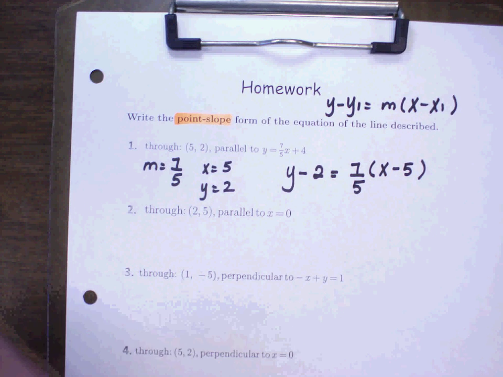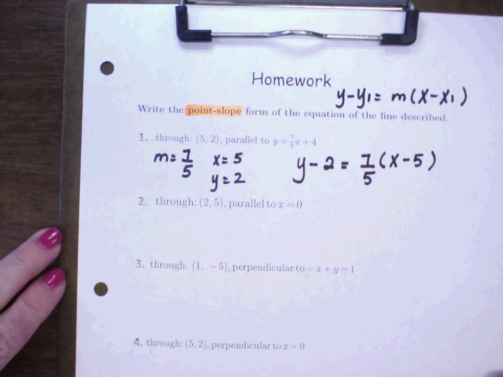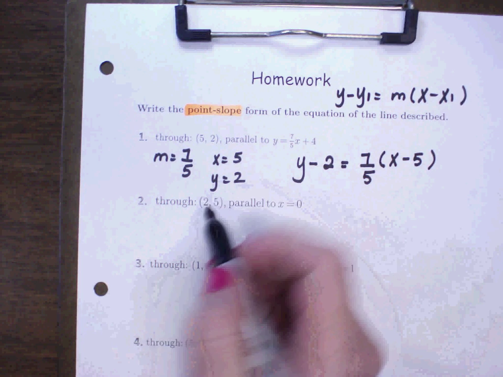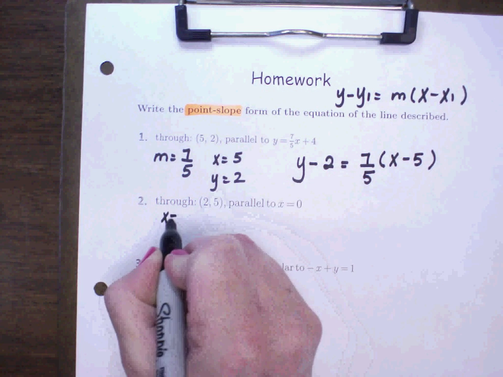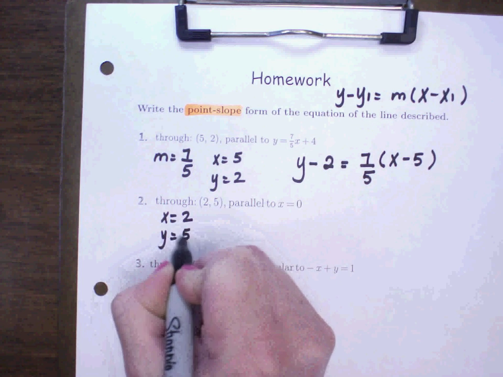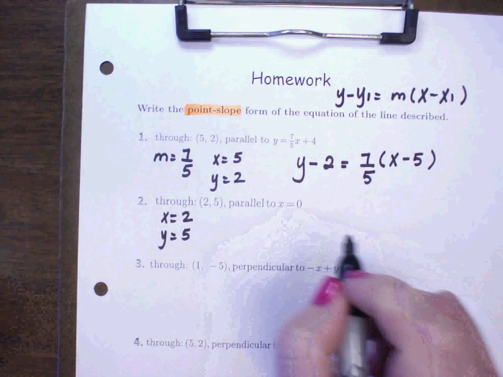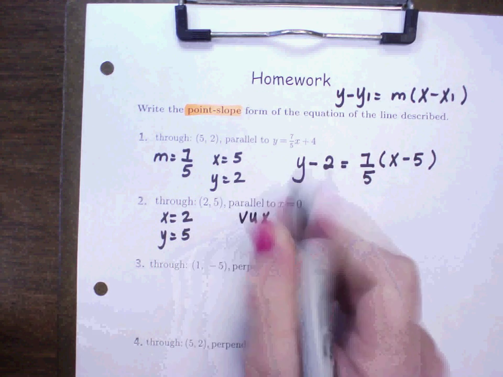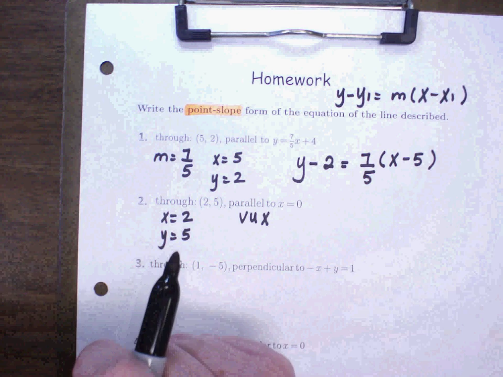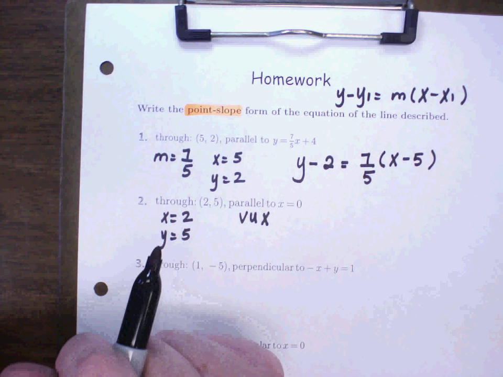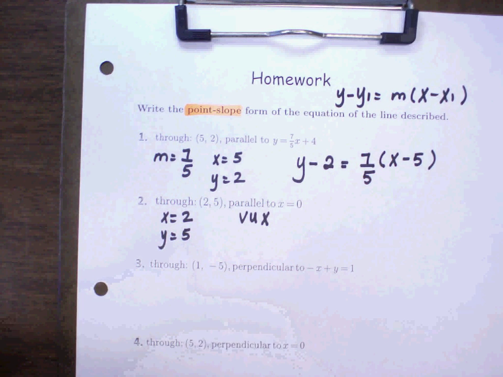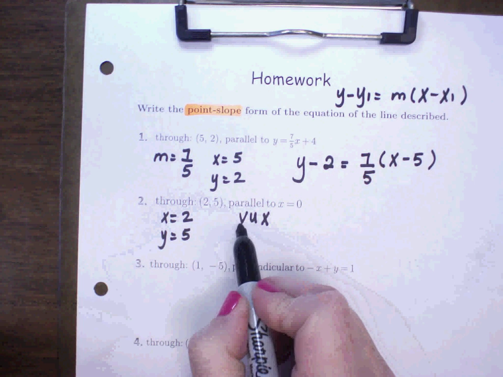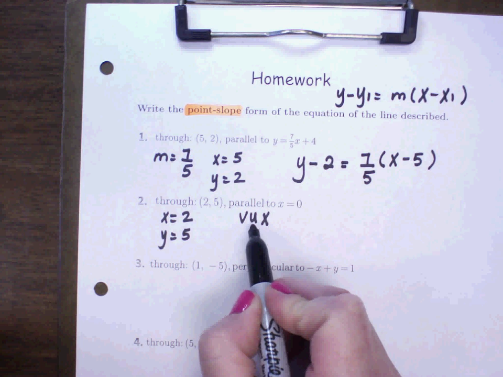It goes through the point (2, 5), which means x equals 2 and y equals 5, but the equation of the line is x equals 0. So you needed to think about VOX. Look at your cheat sheet, because we did a cheat sheet with HOY and VOX. What does VOX mean? Vertical line, slope is undefined, and x equals a number. The equation means that x equals a number.